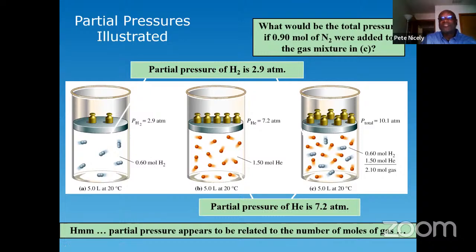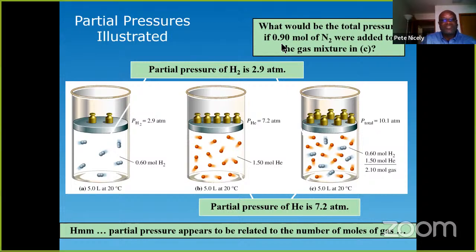There's a question being asked here for you to consider. The question is, what would be the total pressure if 0.90 moles of nitrogen were added to this mixture in C? To answer that question, all we have to do is find the total number of moles. Let me squeeze this down here.